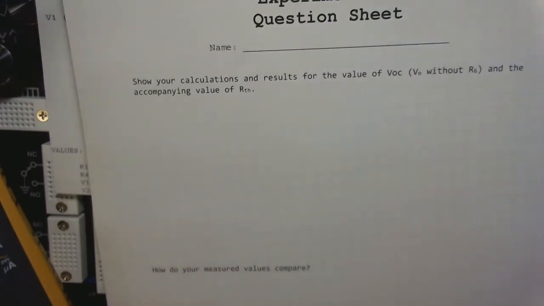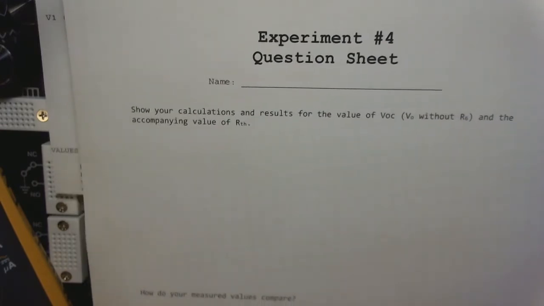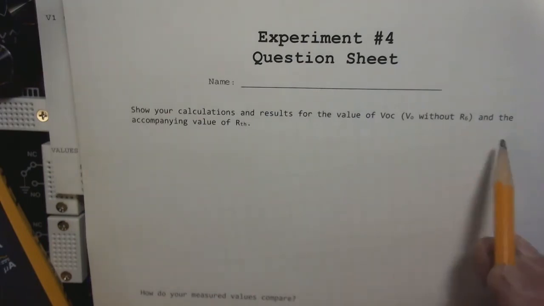Lastly, the questions that you're going to be working through, the question sheet, and again, you'll have this in hard copy form. Show your calculations and results for V open circuit and R Thevenin. Okay, so again, take that scratch paper that you did on while the video was paused, and you can put it down here. And you can use the stated values for the resistors, or you can use the measured values for the resistors. I'll give you that data also.